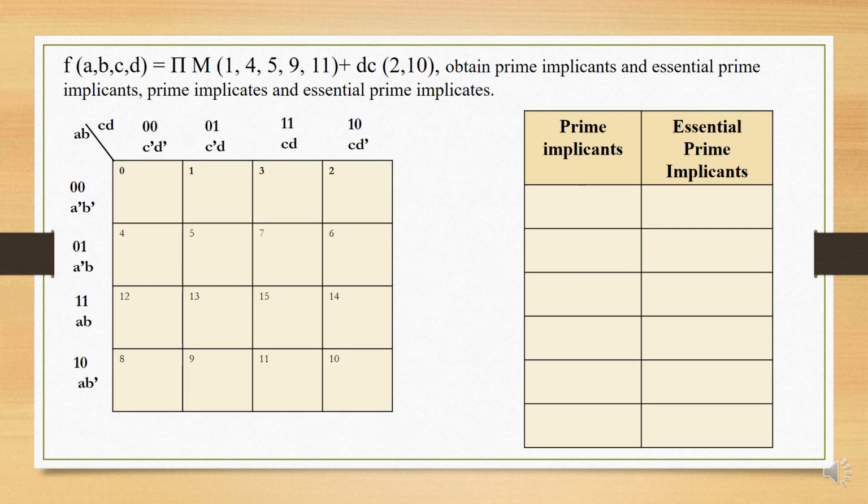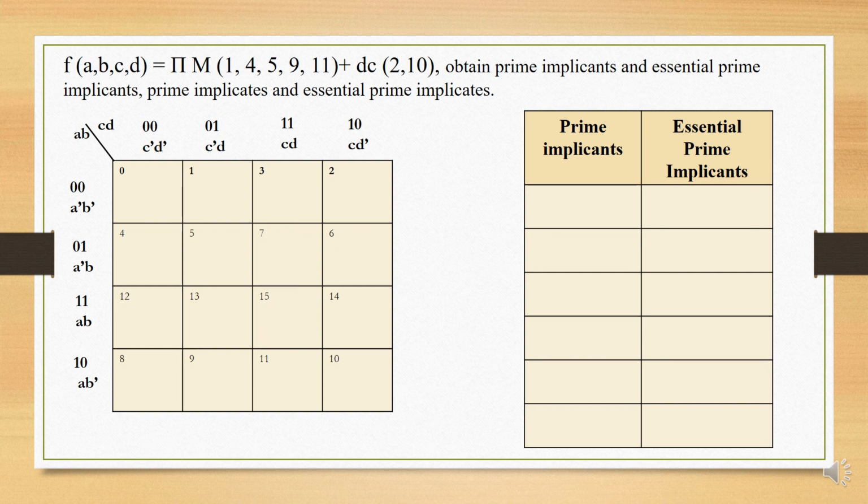We'll consider an example: f of ABCD equals product M 1, 4, 5, 9, 11 plus don't care 2, 10. Let's obtain the prime implicants and essential prime implicants. Also, we will obtain the prime implicates and essential prime implicates for the given Boolean function, which is a 4-variable function. So let's plot the K-map.